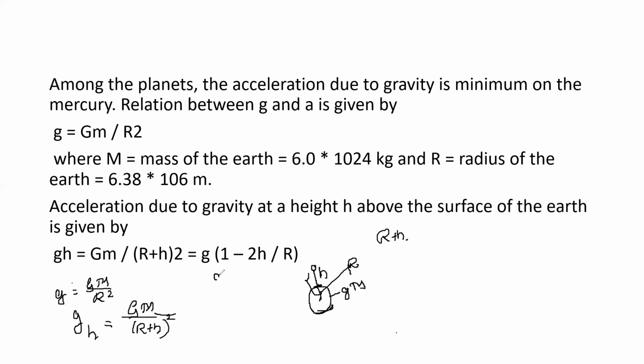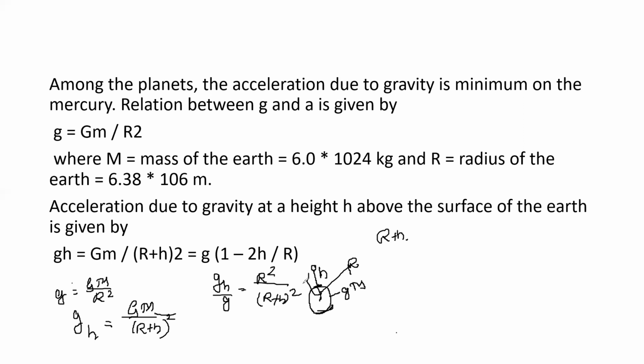Now if I take the ratio gh divided by g, so what is gh by g? gh is the acceleration due to gravity at a height h. g is the acceleration due to gravity on the surface of the earth. If you take the ratio, you can see that GM will get cancelled. Therefore, you are left with only R square divided by (R plus h) whole square.